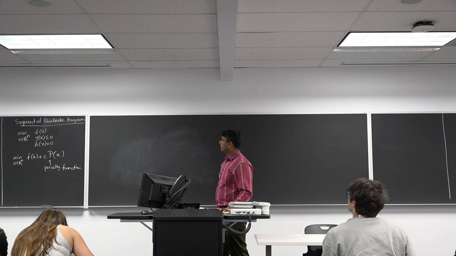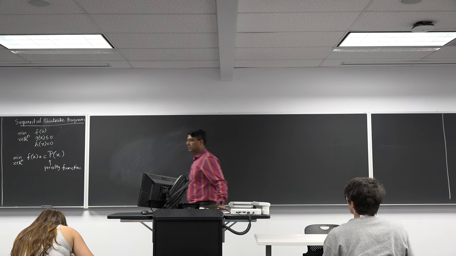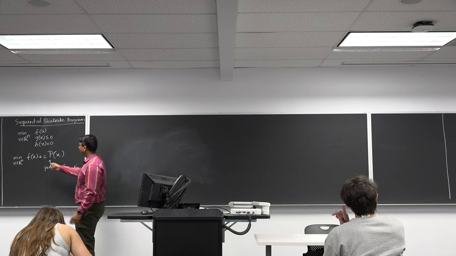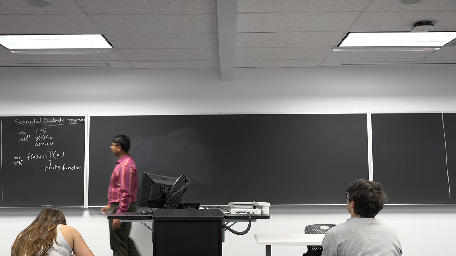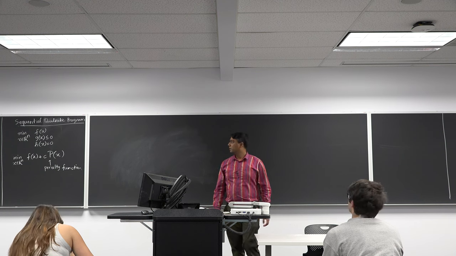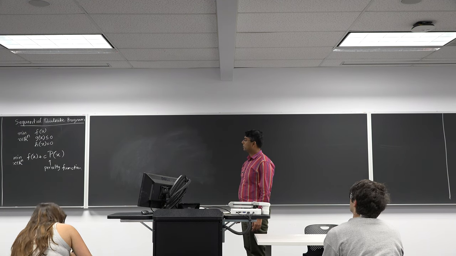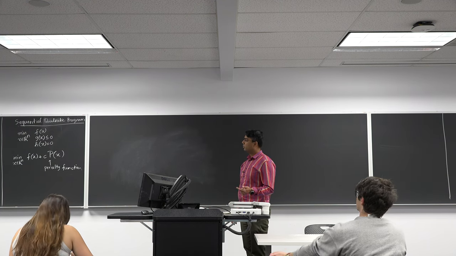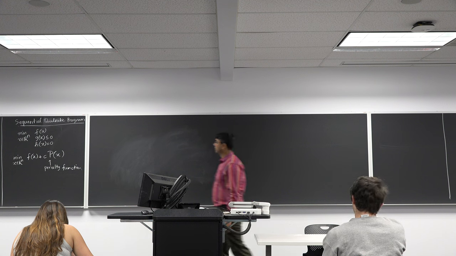So how should we construct the penalty function P of x? And how should we pick the value of c? Those are the two problems we need to discover the solution to today. How do we pick c? How do we pick the penalty function P of x?